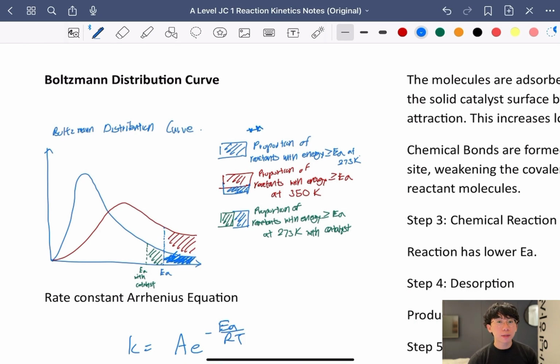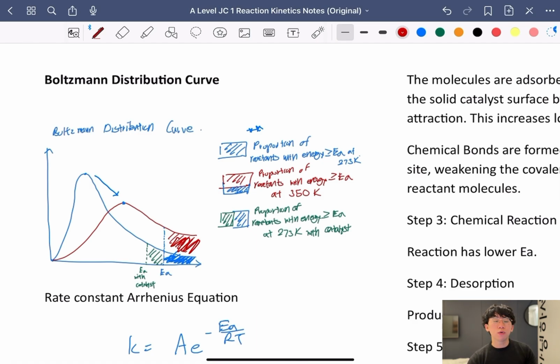And then what happens when you increase temperature? When you increase temperature, if you look at the red line and you draw the additional area that is in red, the proportion of reactants with energy greater than activation energy would increase, and therefore your rate of effective collisions increase as well. So what happens when you add a catalyst?